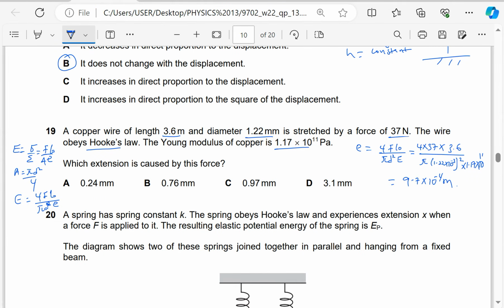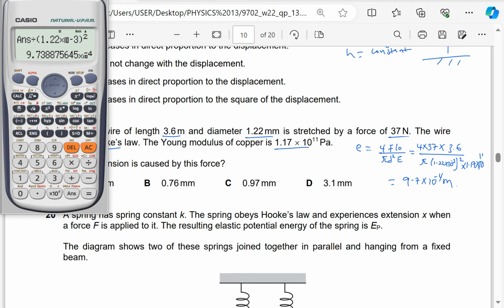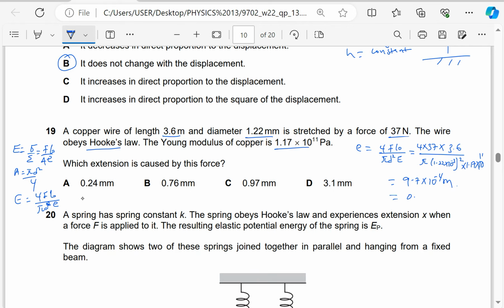Okay, so the answers given here are in millimeters, so I have to multiply this by 1000, because 1 meter is 1000 millimeters, so this is the same as 0.97 millimeters. So the answer is going to be C.